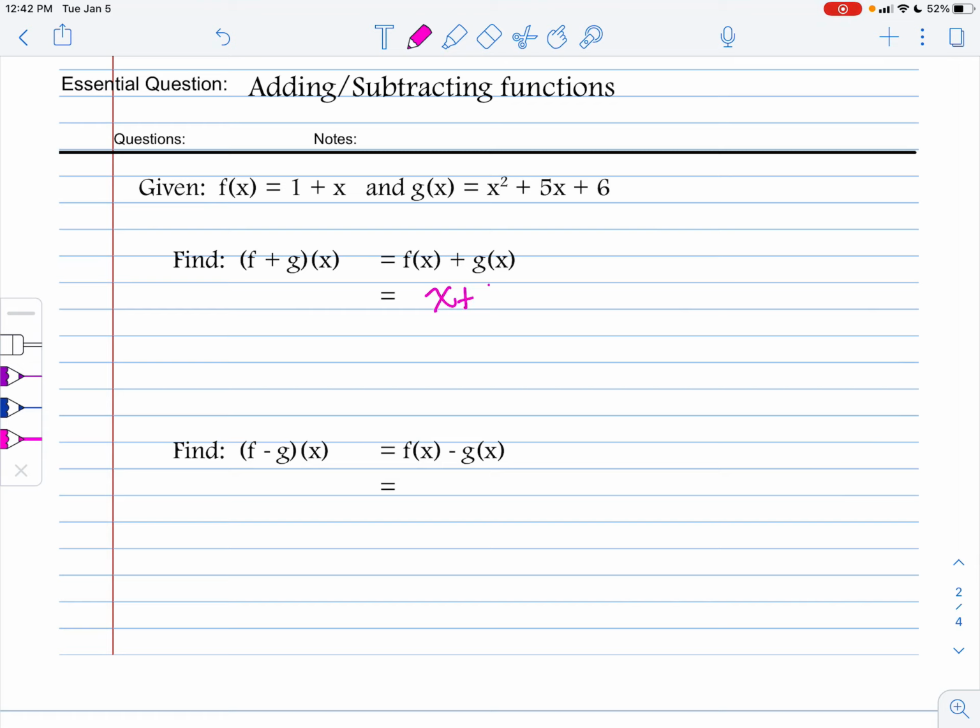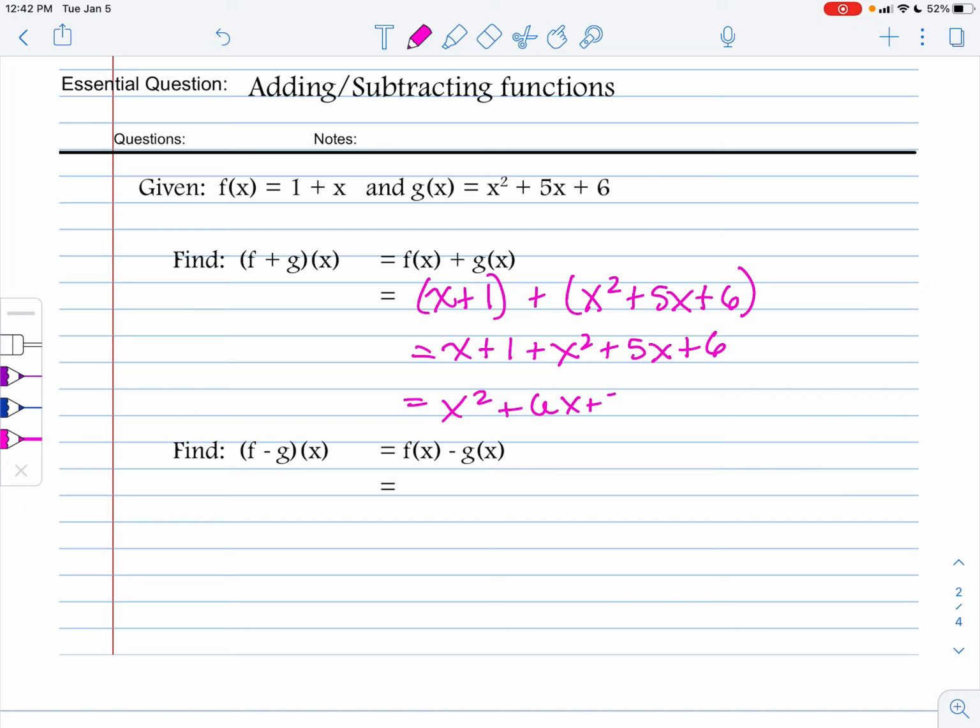So f of x is 1 plus x, and then we are going to add to it x squared plus 5x plus 6. Now you'll notice that I put it in parentheses, but with adding, we don't need these parentheses. So we can just add straight across and then combine like terms. And then here's my answer here. Now, the reason I did this with parentheses is because when we subtract, things get tricky.